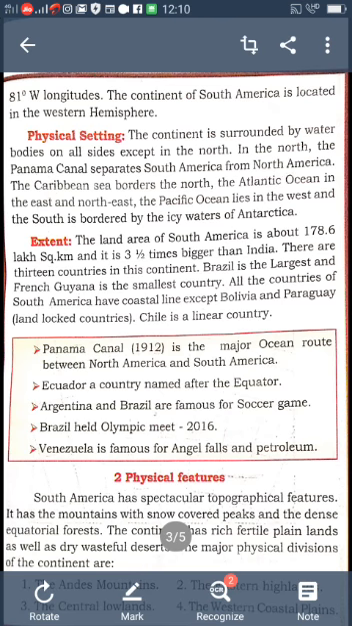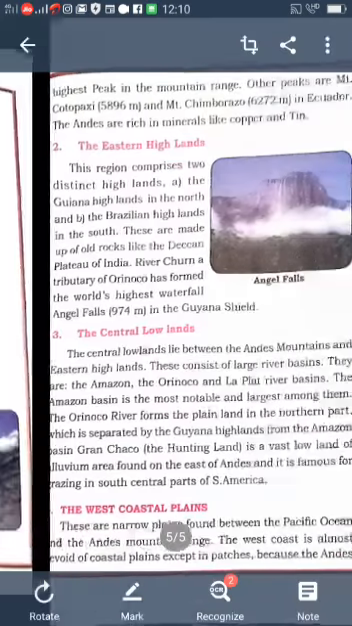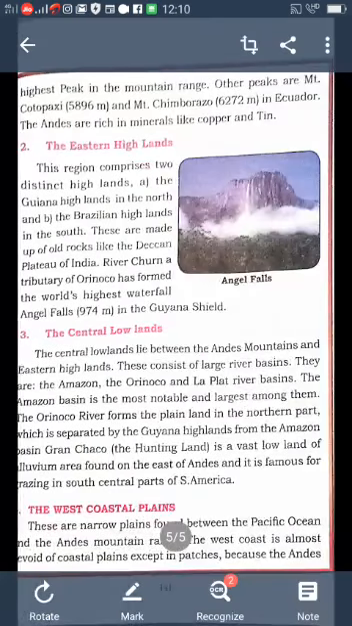The central lowlands. Sorry, the third one is the central lowlands. The central lowlands lie between the Andes mountains and the Eastern Highlands. Where are the central lowlands situated? Between the Andes mountains and the Eastern Highlands. These consist of large river basins. They are the Amazon, Orinoco, and La Plata river basins. The Amazon Basin is the most notable and largest among them.